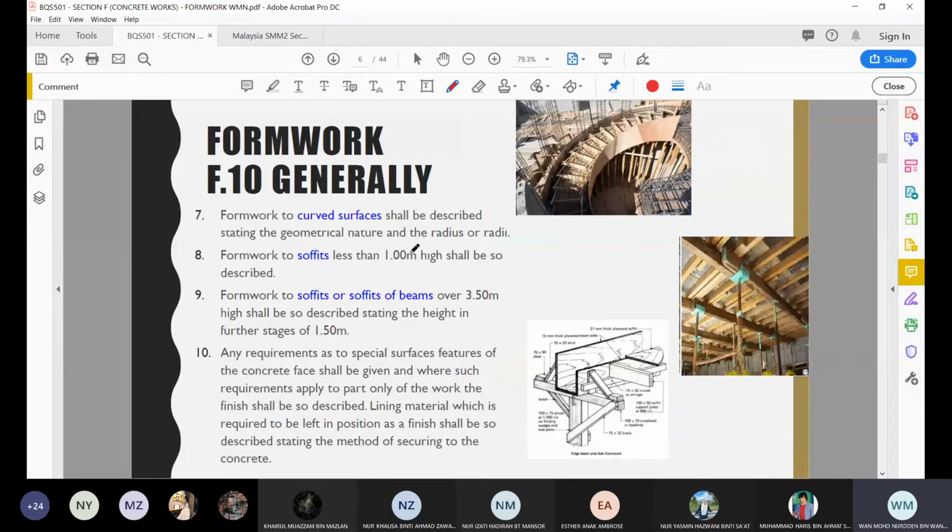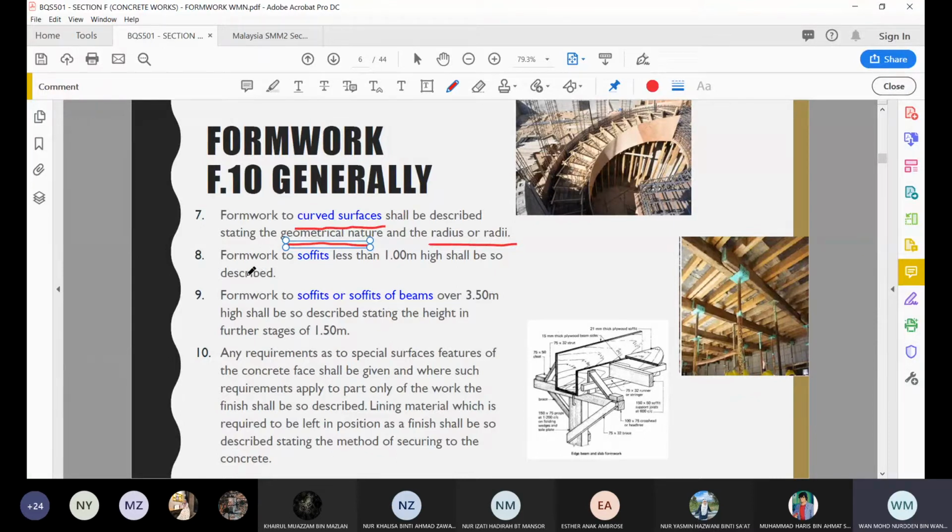Then number 7, formwork to curved surfaces shall be described, stating the geometrical nature. Ni kita curve lah, COP kan. And the radius or radii. Okay, kena menyatakan dia punya radius dia lah.